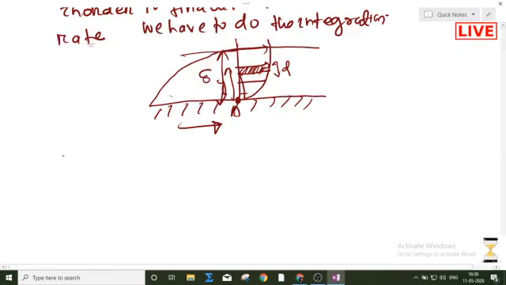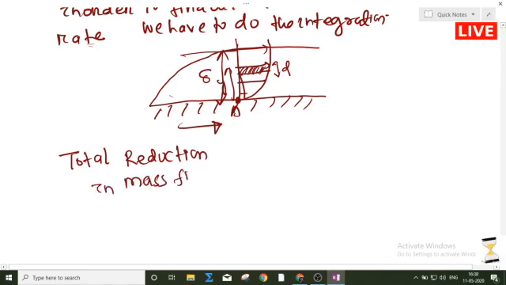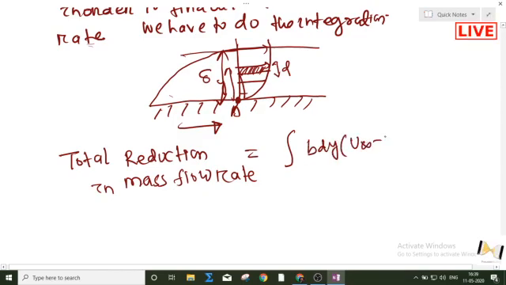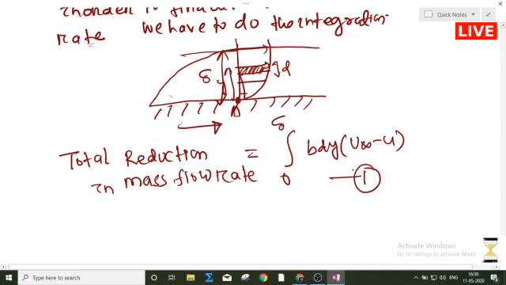So what is the total reduction in the mass flow rate? That is nothing but the integration of b into dy into (u infinity minus u), with the limits 0 to delta. This is equation number 1.